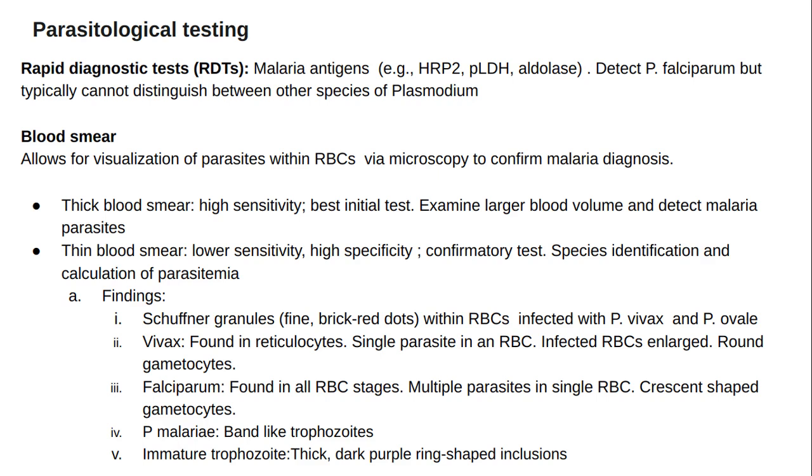Schüffner granules, fine brick-red dots, within RBCs infected with vivax and ovale. In vivax, it enters only reticulocytes. Single parasite in an RBC. Infected RBCs enlarged. Round gametocytes. Falciparum is found in all RBC stages. Multiple parasites are found in a single RBC. Crescent-shaped gametocytes. Plasmodium malariae: band-like trophozoites.